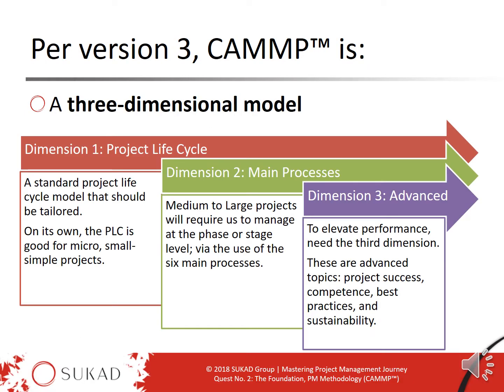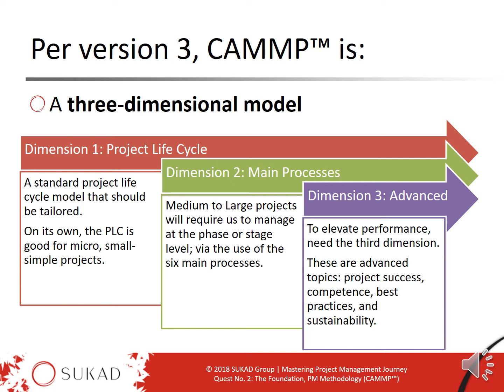As we go through this, we need to highlight an important concept, but it will not be used in this quest, all of it. We just introduce it in this quest, which is that per version 3, CAMMP is a 3-dimensional model. And what we mean by 3-dimensional model is the following. First, we look at the first dimension, and that is the project life cycle that you should be familiar with already now. And the standard project life cycle model that should be tailored. Don't forget that. And I'll keep saying this probably until you're bored of the word tailoring.